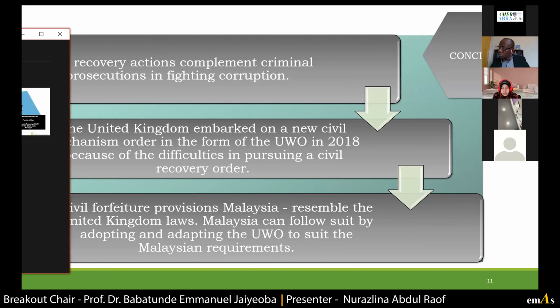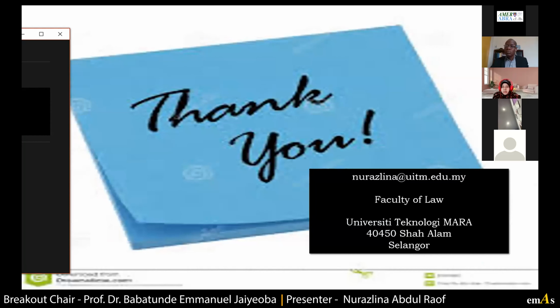So as a conclusion, civil recovery action complements criminal prosecution in fighting corruption. The United Kingdom embarked on a new civil mechanism in the form of the unexplained wealth order in 2018 because of the difficulties in pursuing a civil recovery order. Civil forfeiture provisions in Malaysia resemble the UK laws. Malaysia can follow suit by adopting and adapting, embedding the unexplained wealth order to suit Malaysian requirements. All right, that's all from me.